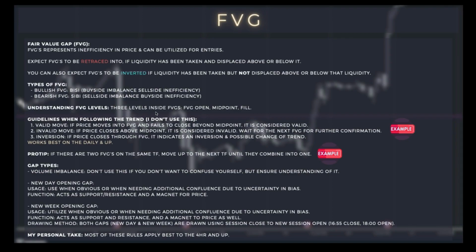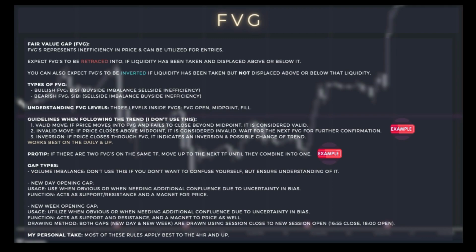So 3 levels inside of fair value gaps. First is the fair value gap open, the midpoint, and the fill. And by open, all it is just the wick or the candle ends from the top to the bottom that haven't touched, okay?